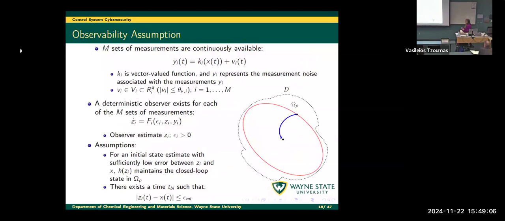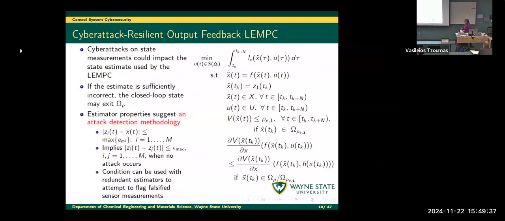So to give an overview of this strategy, I'm going to make some additional assumptions. So we're going to assume that there are M sets of measurements, and these are continuously available, and we can have some sensor noise that's represented by this v_i term here. And we assume that a deterministic observer exists for each of the M sets of measurements, and that the observer state at some point in time becomes sufficiently close to the actual state in this sense that's shown down here, where the norm of the difference between the observer state and the actual state is less than or equal to an upper bound. We assume that that time at which it converges is before the attack occurs on the sensors.